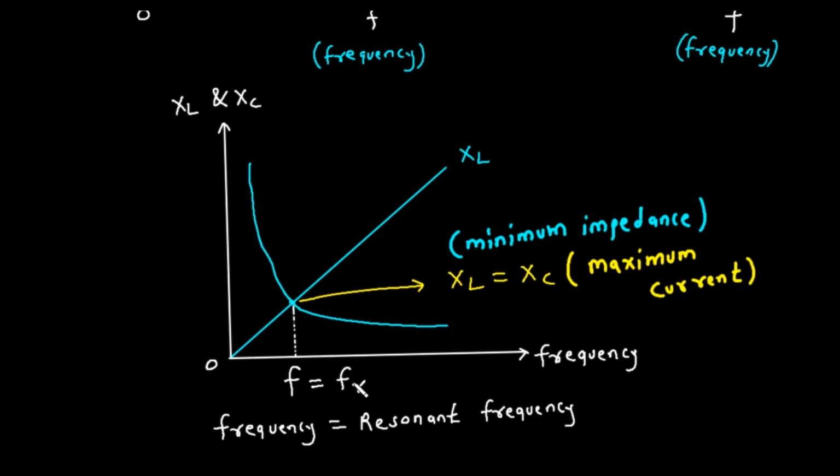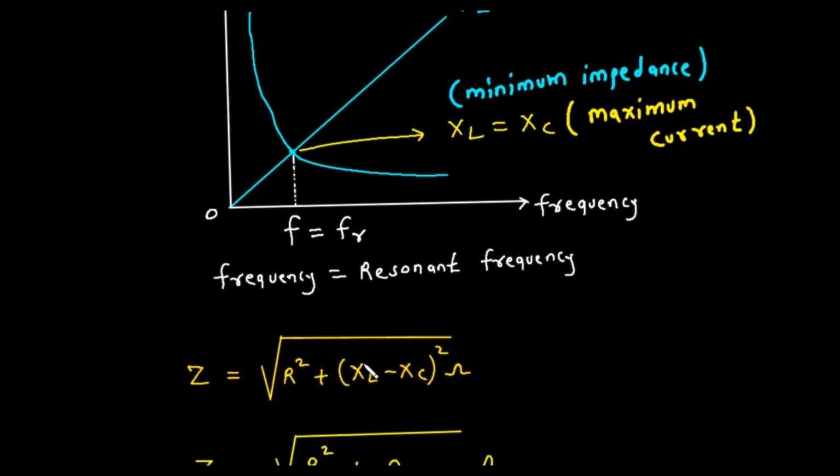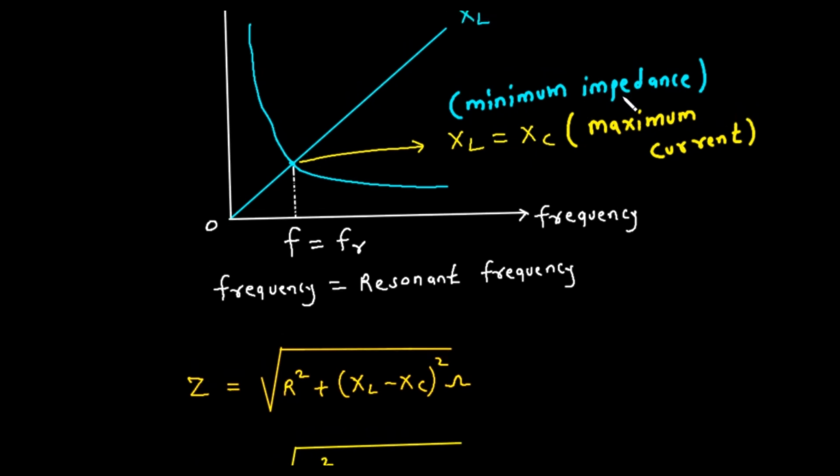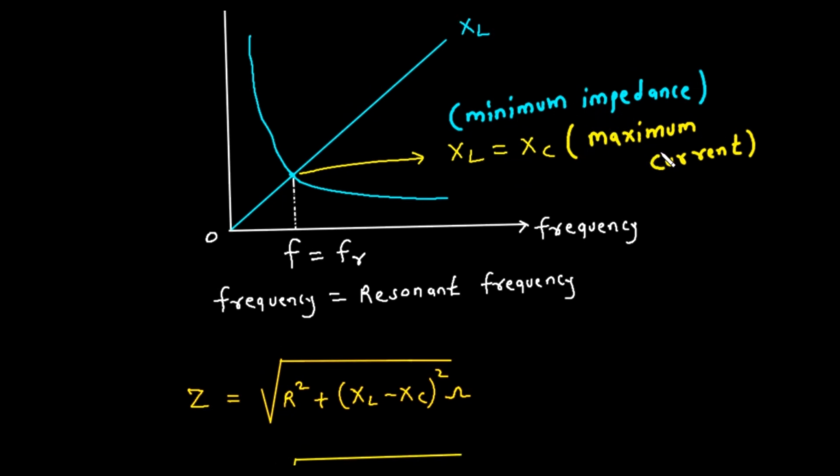The frequency at which this happens is called the resonant frequency, which we label as f with a subscript R. At this resonant frequency, something remarkable happens. Because XL equals XC, their effects cancel each other out. This leads to minimum impedance and, as a result, maximum current.